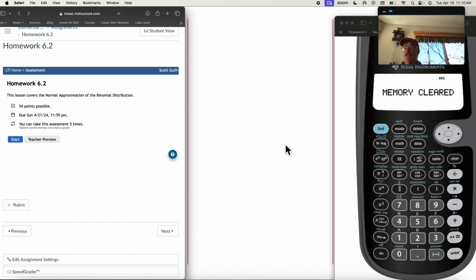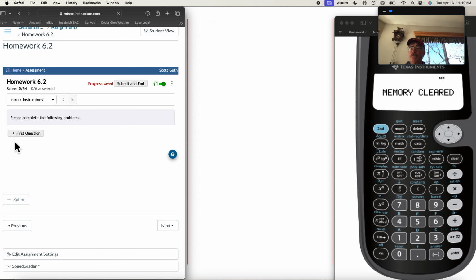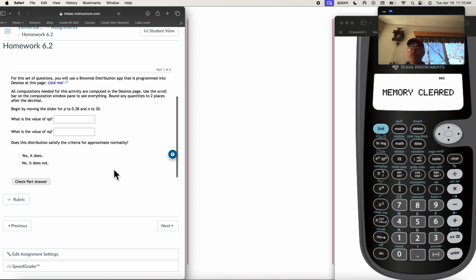We're gonna work on the 6.2 homework real quick. So I'll go ahead and just start this up. This section goes back to binomial experiments again and the normal approximation of binomial probabilities. I'll jump into the first question, which asks us to use a Desmos app. There's a link here, the little click me link will pop up Desmos and it'll load a certain app that I've made, and you can respond to the questions that way.